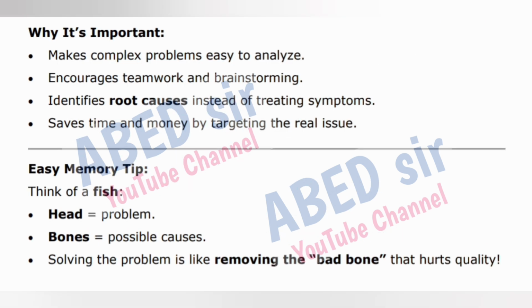Why is it important? Makes complex problems easy to analyze. Encourages teamwork and brainstorming. Identifies root causes instead of treating symptoms. Saves time and money by targeting the real issue. Easy memory tip. Think of a fish. Head is equal to problem. Bones are equal to possible causes. Solving the problem is like removing the bad bone that hurts quality.